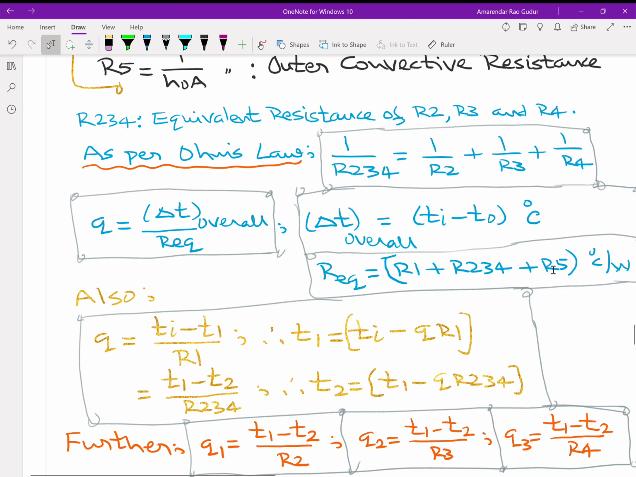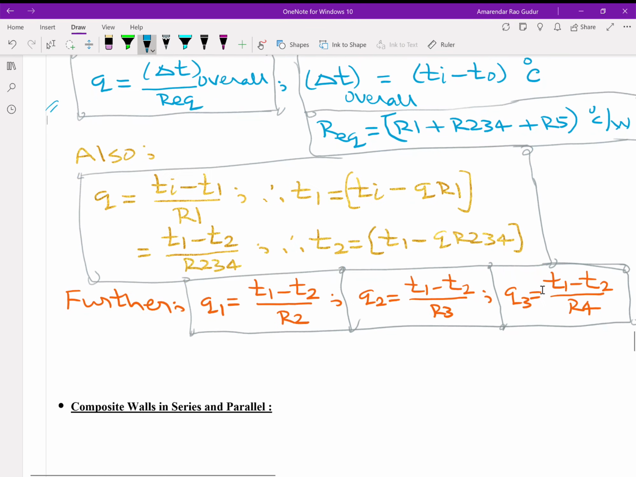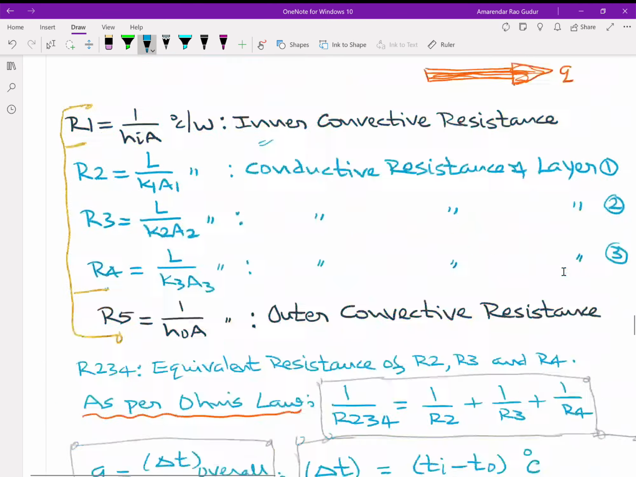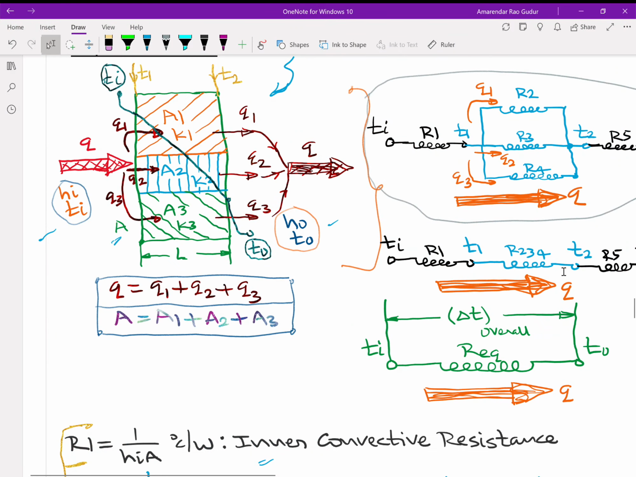Now you can calculate Q as overall delta T by R equivalent. Q is available. Now having found Q, you can make the energy balance. Q is equal to (Ti minus T1) by R1. This will give you T1. Q is also equal to (T1 minus T2) by R234. This will give you T2. And once you know T1 and T2, the surface temperatures, you are able to find the rest by using this simple logic.